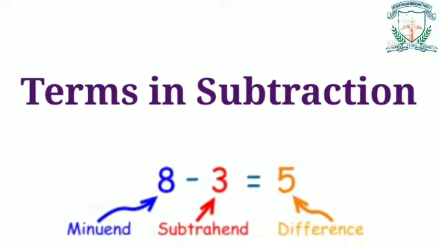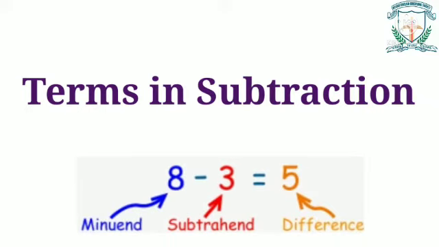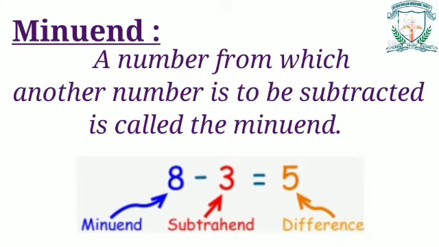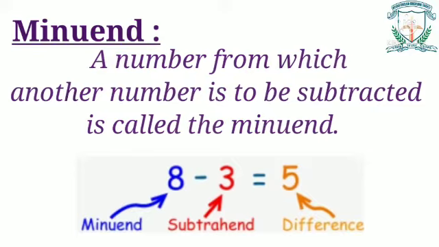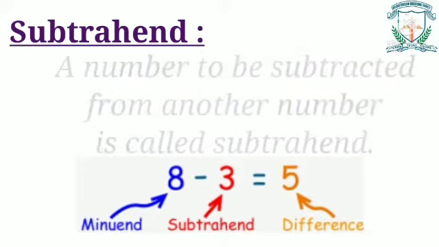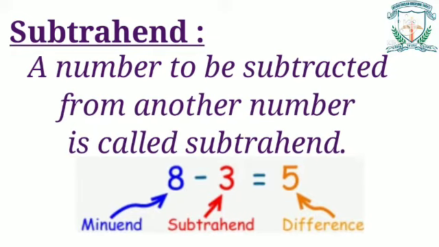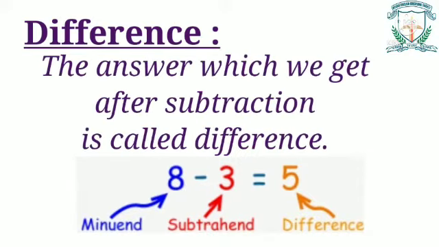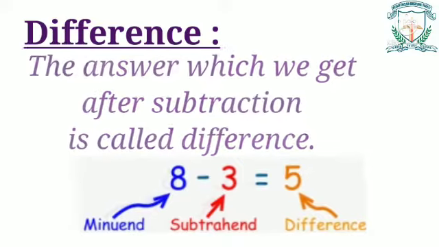Let us understand the terms in subtraction. Minuend, a number from which another number is to be subtracted. Subtrahend, a number to be subtracted from another number is called subtrahend. Difference, the answer which we get after subtraction is called difference.